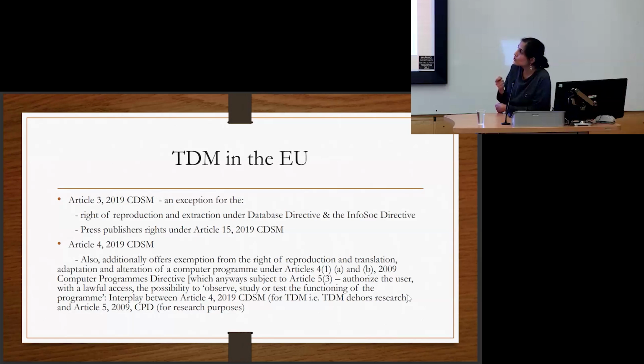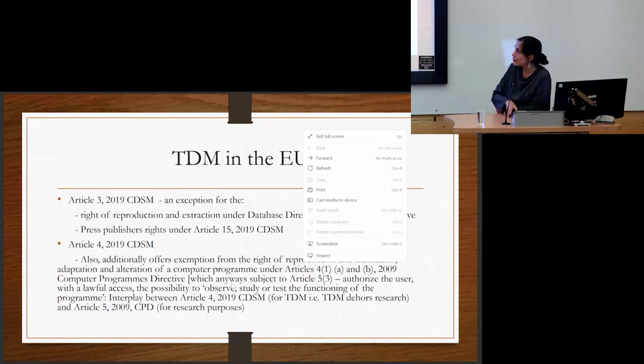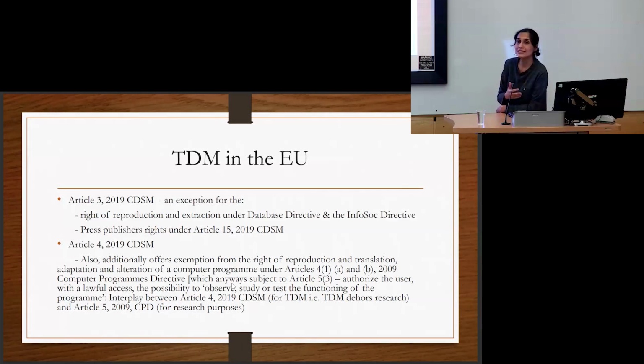Now, interesting to observe is also the fact that if you look at the articles of the directive, there's a difference in terms of the scope of the rights which are covered within the framework of the two articles. It might seem at first sight that the only difference between Article 3 and Article 4 is that Article 3 covers research institutions and universities, whereas Article 4 covers private enterprises. However, that is not the case. If I were to look at the scope, for example, Article 3 specifically refers to Article 2 of the Information Society Directive, which talks about the right of reproduction, and also the 1996 Database Directive, which talks about the right of reproduction and the right of extraction. And the third aspect which is covered is Article 15 of the 2019 CDSM, which talks about the press publisher's right.